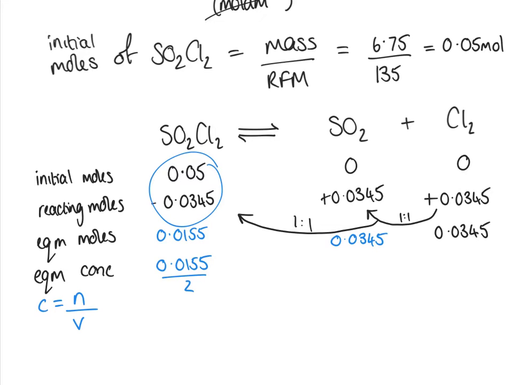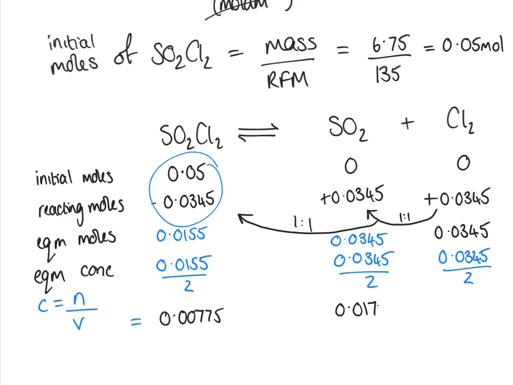Okay, so what is my volume? Yep, my volume's 2. So look in the question, it tells you that it's a 2 decimeter cubed vessel. Okay, so for SO2Cl2 it's going to be 0.0155 over 2. For SO2 it's going to be 0.0345 over 2. And the same for chlorine. Divide those out, you should get 0.00775 for your SO2Cl2 and 0.01725 for the other two.